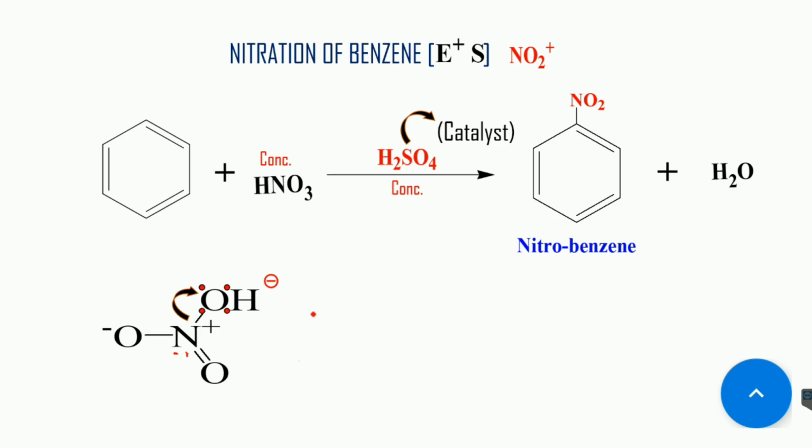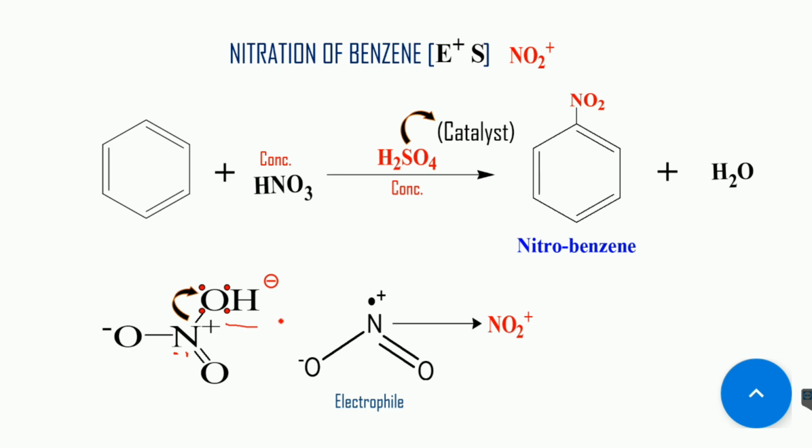This is our NO2 plus as the electrophile, but why will this happen? This will happen in presence of H2SO4. This one is a catalyst in this reaction. So we finally get our electrophile by a dissociation process, like this. So here it is our NO2 plus. This will happen because of H2SO4. It conducts the protonation of this OH portion. This OH portion will be protonated in presence of H2SO4.